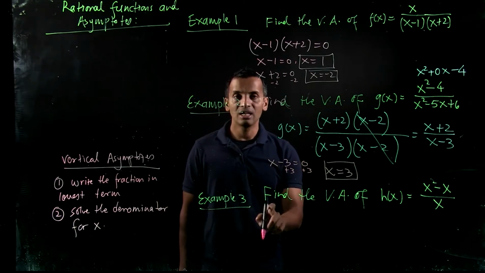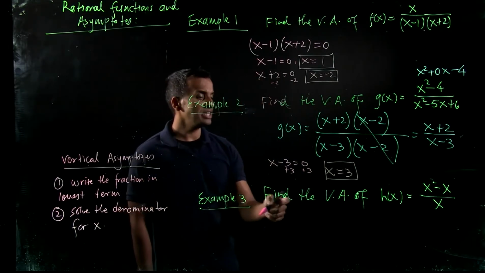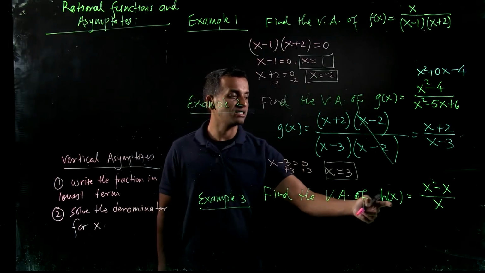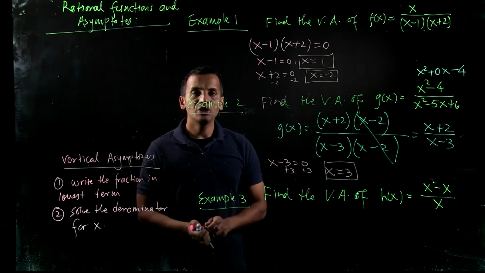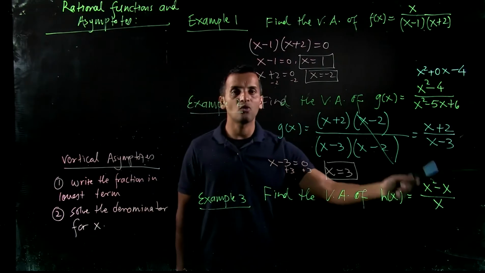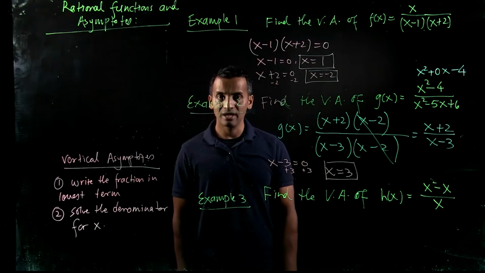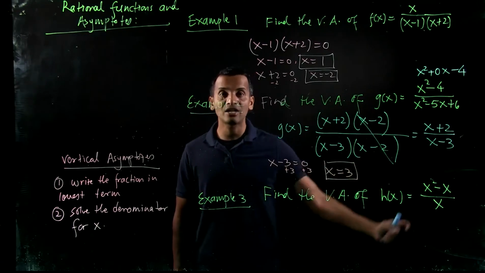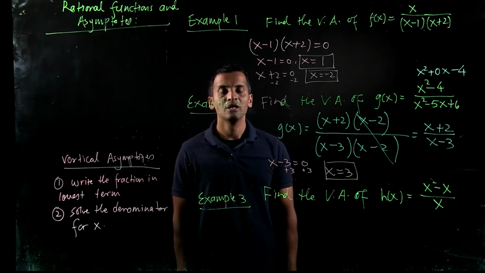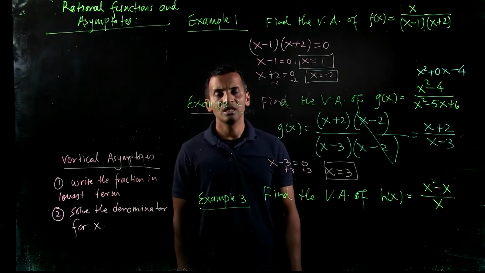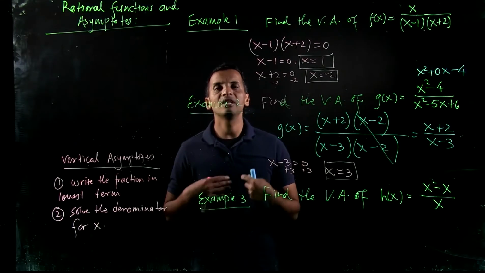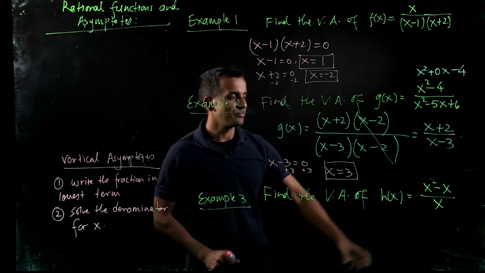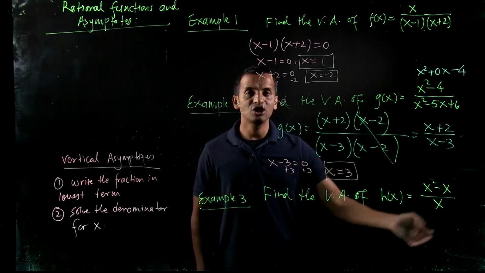Okay, now the last one: find the vertical asymptote of h(x) equals x squared minus x over x. So do you think this is in the lowest form? We don't know it, right? So what you do is try to get the factors. That's how we find the lowest term. You try to get the factors, and if there is a common factor, cancel that, and whatever is left is the lowest term. Okay, can you factorize the top?